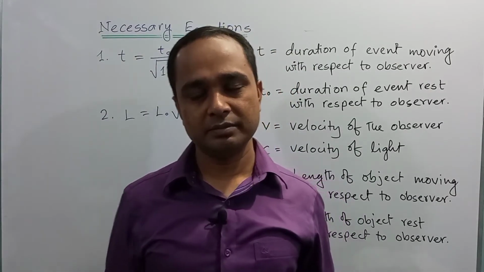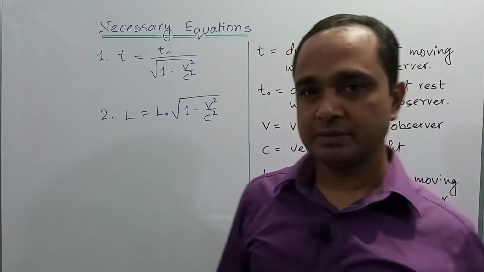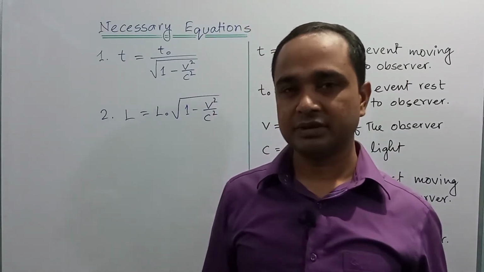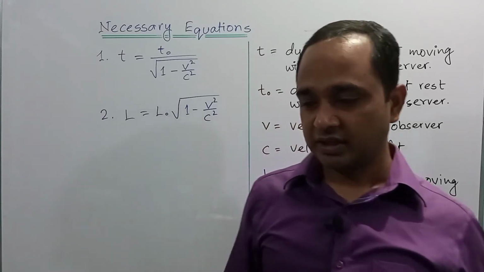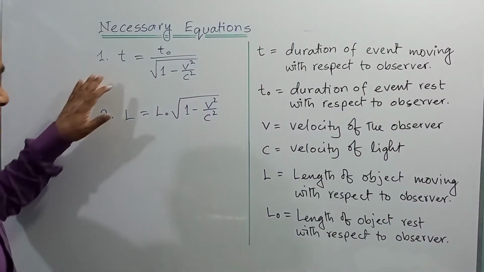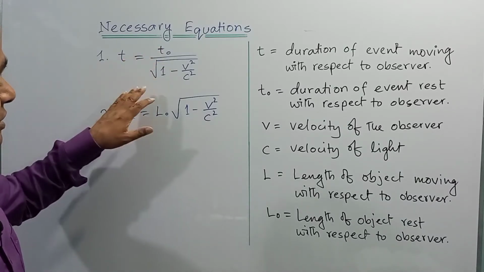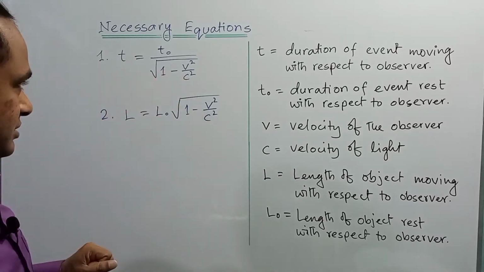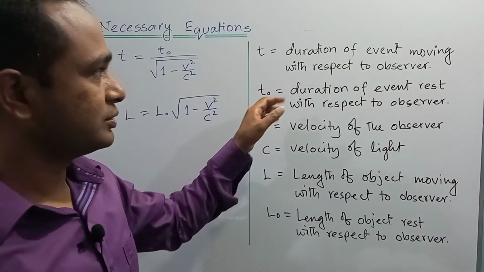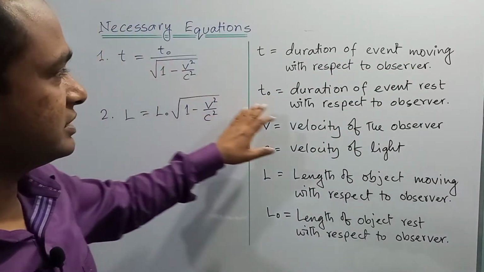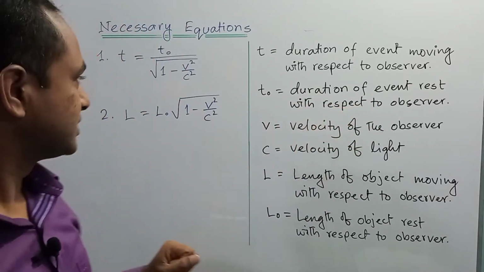Dear students, first we need to see the necessary formulas to solve the mathematical problems. Mainly today we are going to solve problems related to time dilation and length contraction. The necessary equation is T equals T naught divided by square root of 1 minus V square by C square. Here T is the duration of an event moving with respect to the observer, and T naught is the duration of the event with respect to the rest observer, right?